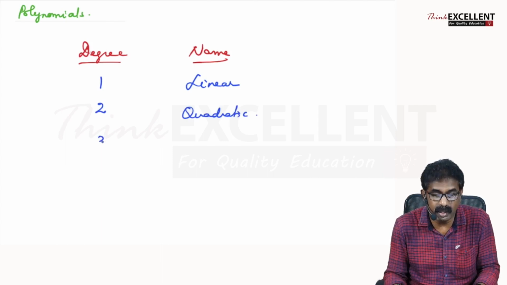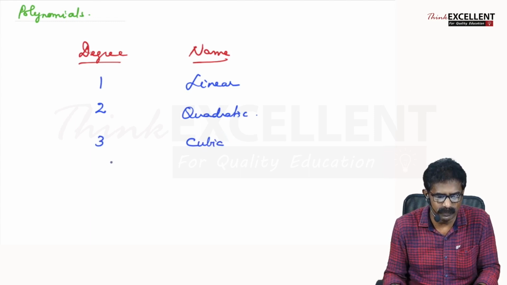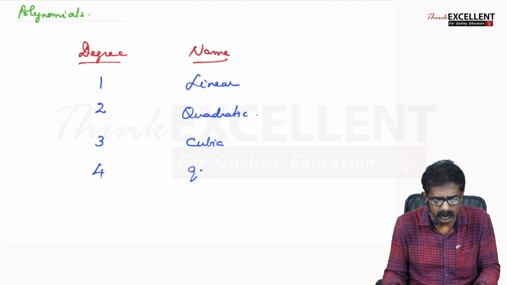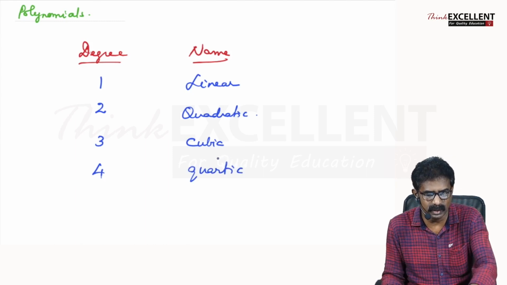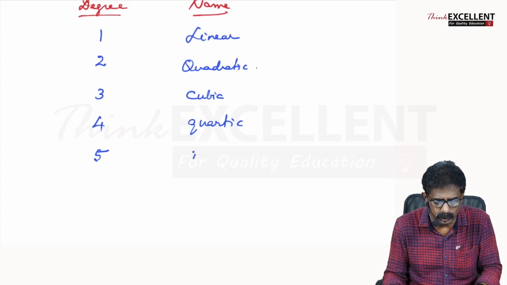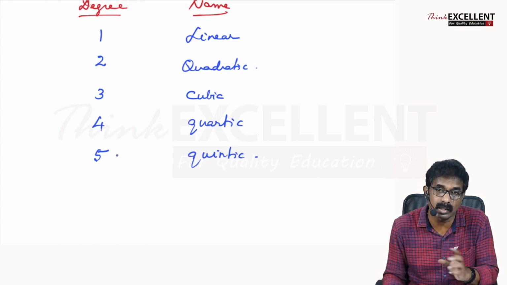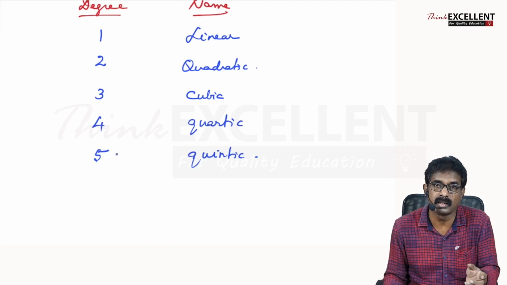If the degree is 3, cubic. So up to that I think you know. Linear, quadratic, cubic. Then if the degree is 4, we call it quartic. Quartic polynomial if the degree is 4. If the degree is 5, at least up to 5 you study, quintic. So linear, quadratic, cubic, quartic, degree 4. Quintic, degree 5.